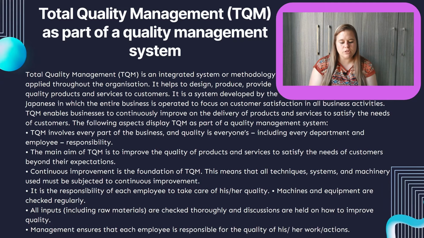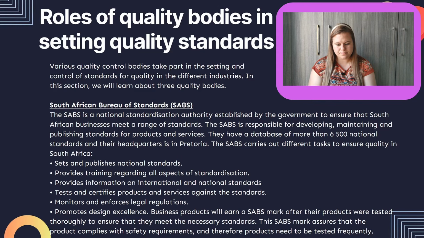It is the responsibility of each employee to take care of his or her quality. Machinery and equipment are checked regularly. All inputs, including raw material, are checked thoroughly, and discussions are held on how to improve the quality. Management ensures that each employee is responsible for the quality of his or her work and actions.